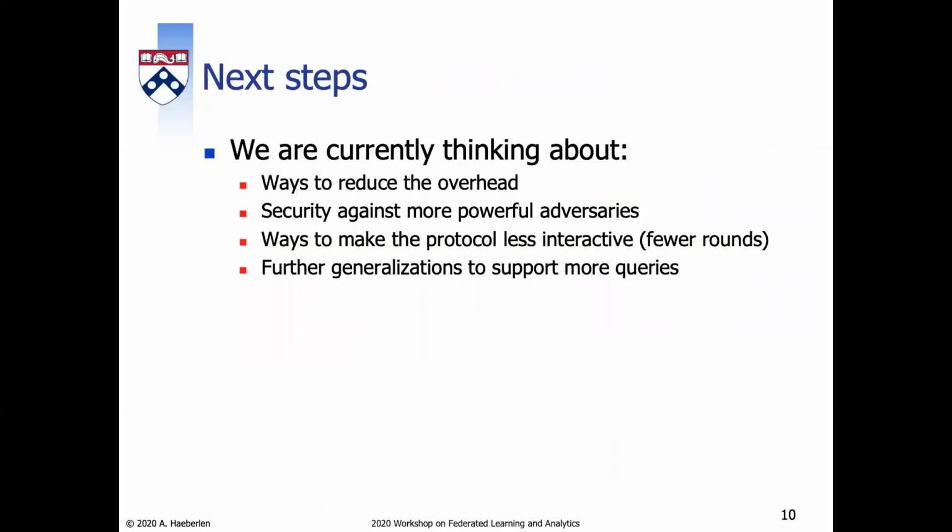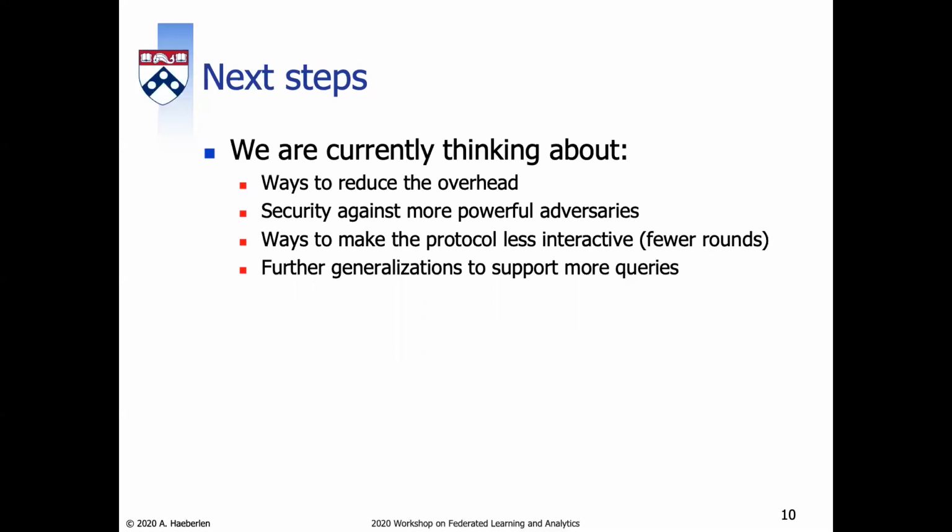So where are we going with this? Right, so we're still thinking about a number of other things. One of them is to make things cheaper, right? So how can we reduce the cost, so that the user devices have an easier time participating in Orchard. Another is to deal with more sophisticated adversaries, right? For instance, ones that change their answer between different rounds of the protocol and try to confuse the aggregator. We're trying to make the protocol less interactive, right? This is a concern, for instance, with churn, where user devices might disappear while the protocol is running, and so having fewer rounds of the protocol is better.